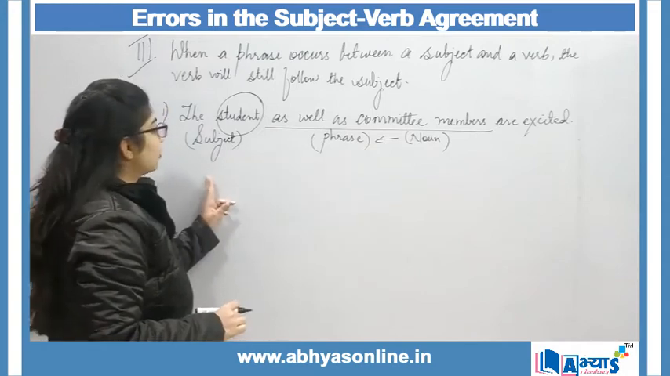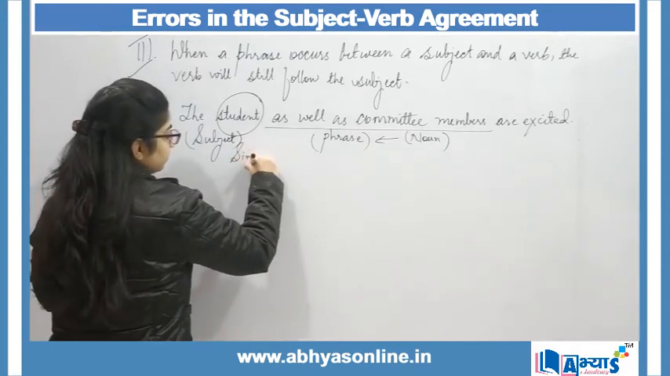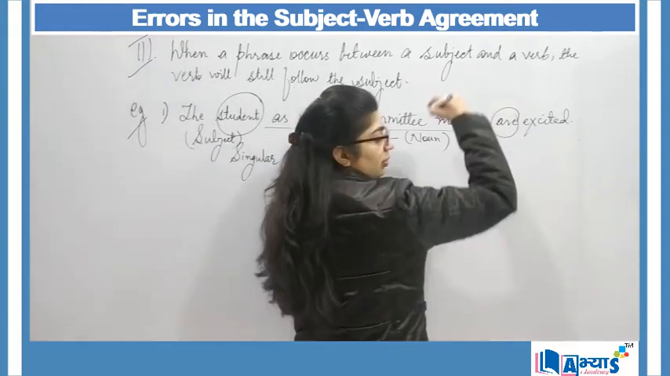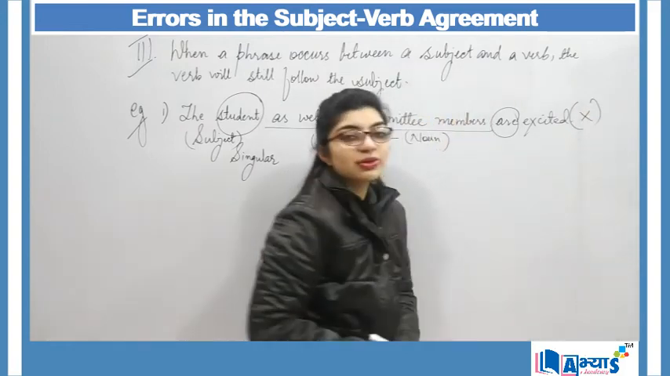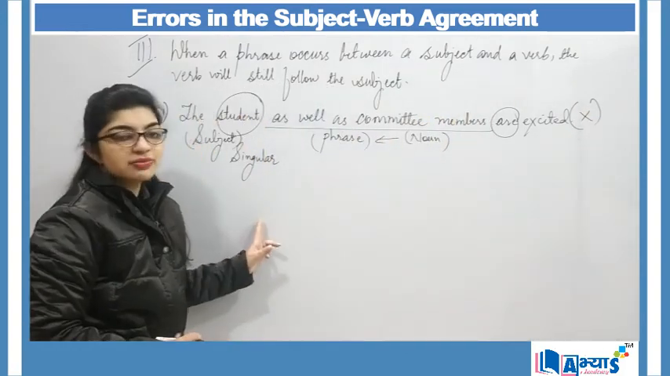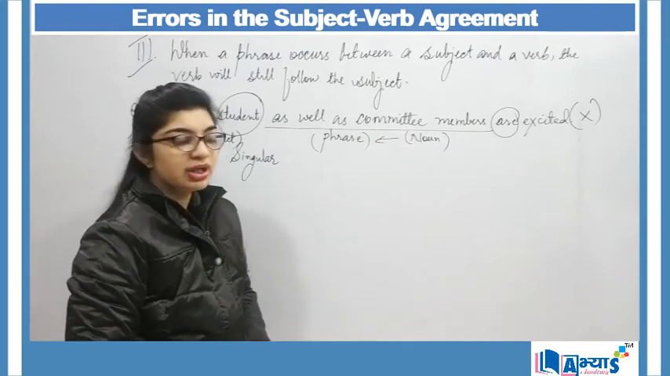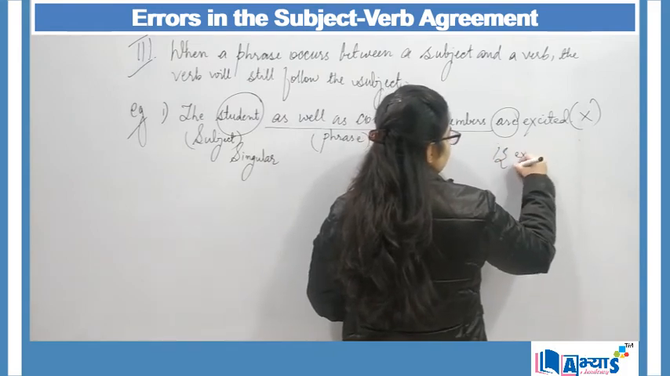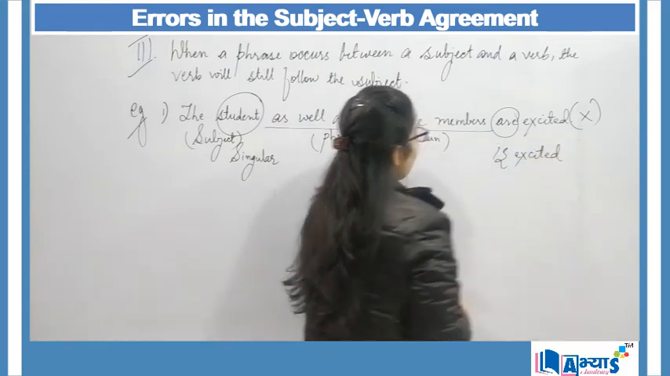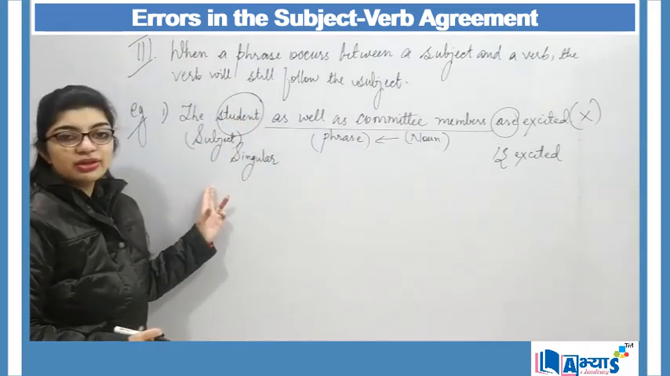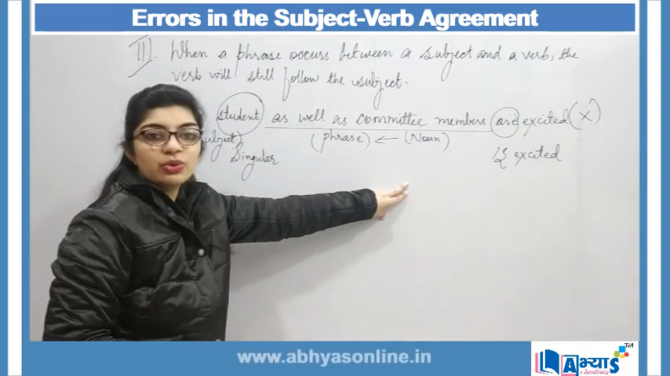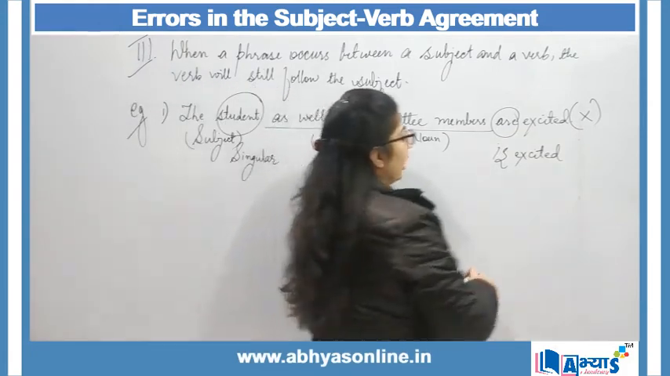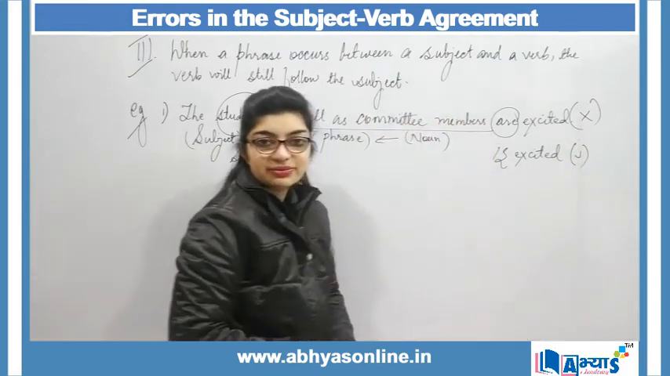Subject over here is singular. But what about the verb? The verb over here is plural. My sentence over here is wrong. Why? Because with a singular subject, I have to make use of a singular verb. My verb is not singular. I have to write over here is excited. Why? Because I'm just referring to the subject over here. I'm not referring to the noun of the phrase. Subject is singular, the verb has to be singular, and this makes my sentence correct.